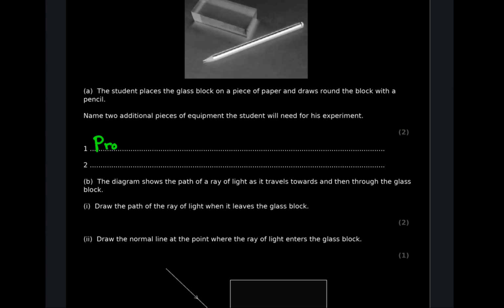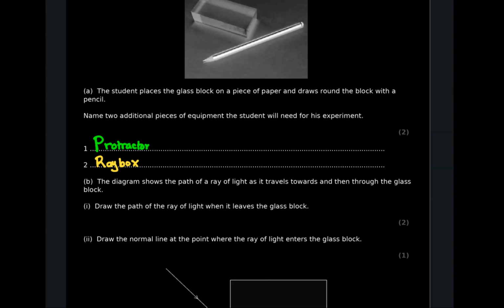We are told to name 2 additional pieces of instrument or equipment the student needs for this particular experiment. The student wanted to study what? Refraction. The student wanted to study refraction. So instruments that are required for refraction are the glass block. We have a pencil there. Now we need also a protractor, and the protractor's purpose is to measure the angles, and we need also a ray box. A ray box will be acting as a source of light.